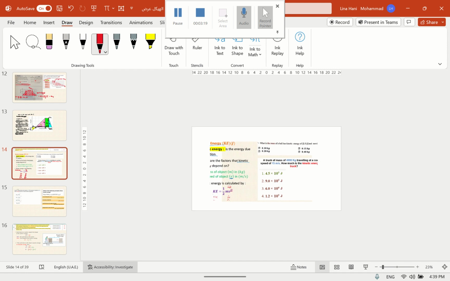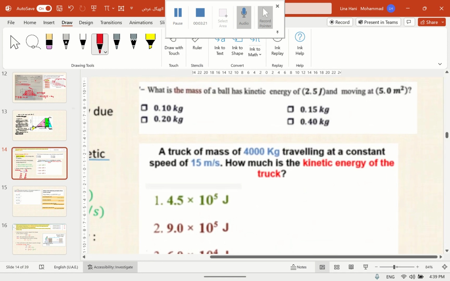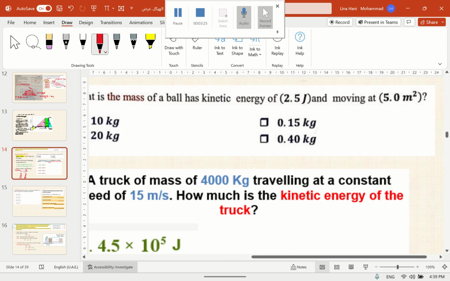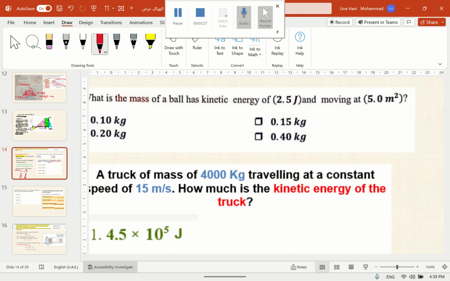Okay, let's get some questions. Question 1 says, what is the mass of a ball that has a kinetic energy of 2.5 joules and moving at 5 meters per second? Kinetic energy equals half mass v squared. Now, the unknown here is the mass. The mass is the unknown, not the kinetic energy, but no problem.